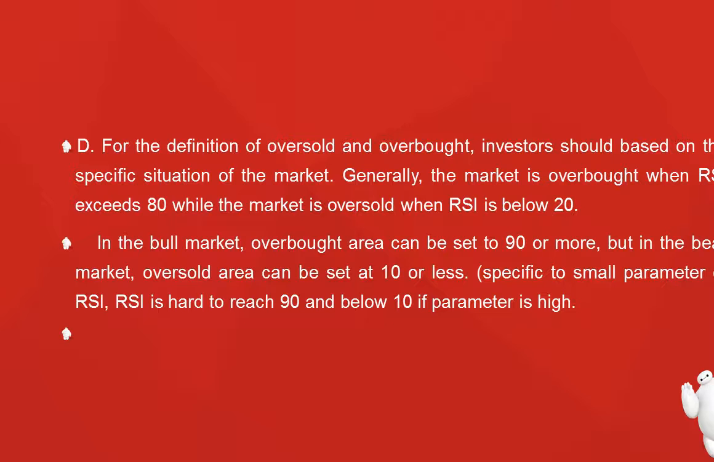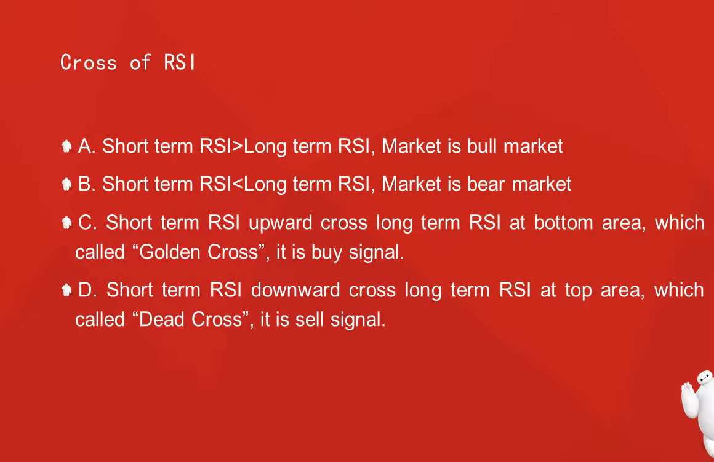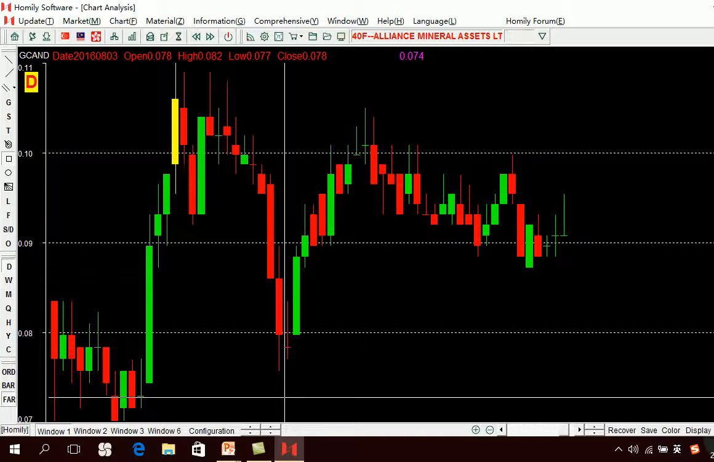This is the RSI. Then we can see the cross of RSI. Short-term RSI more than long-term RSI means the market is a bull market. Okay, how to judge? Because we have the 9 days RSI and the 14 days RSI. If you see the 9 days RSI above the 40 days RSI, the market is a bull market. Okay, what does that mean?